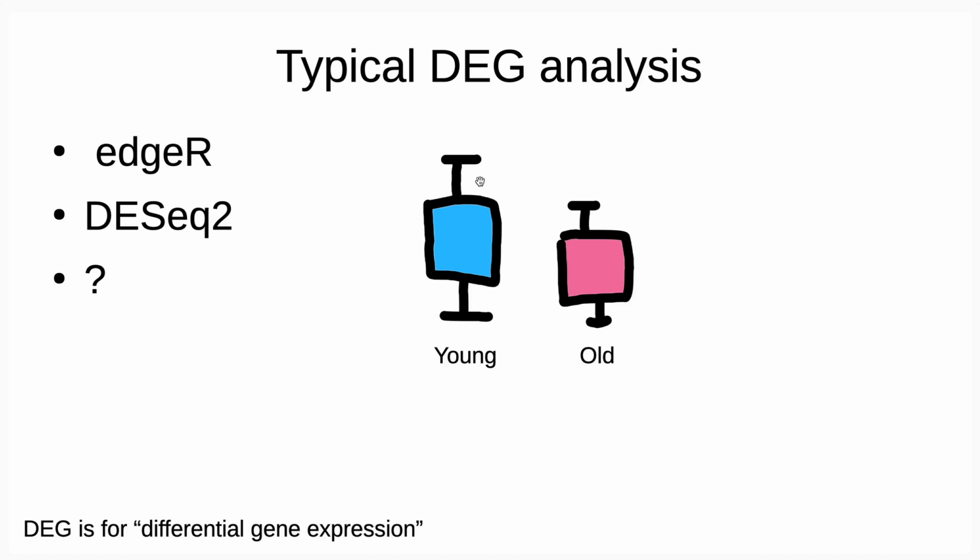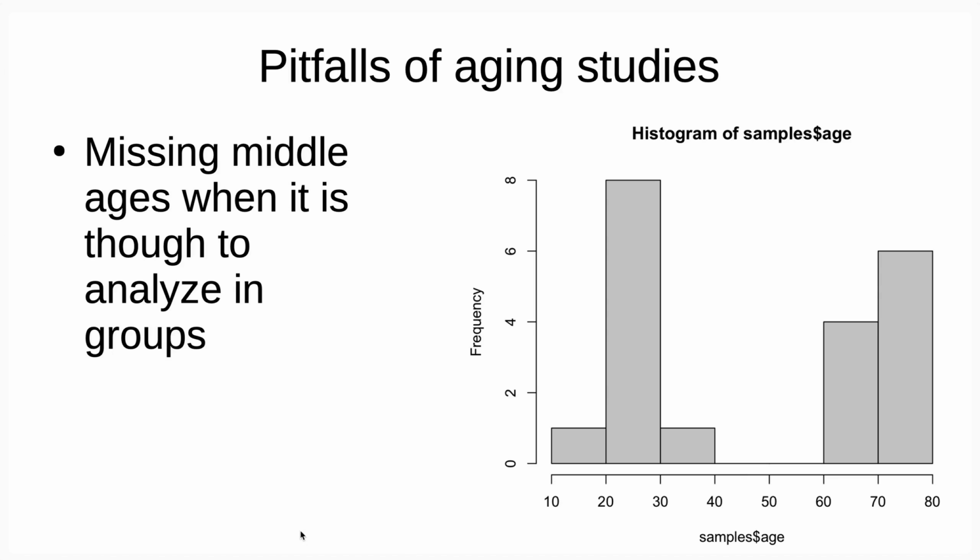Quite often ages are replaced by categories, young and old for instance. And this is unfortunate because it will create a gap in your age scale, and then it will complicate your trend analysis if you will ever want it.